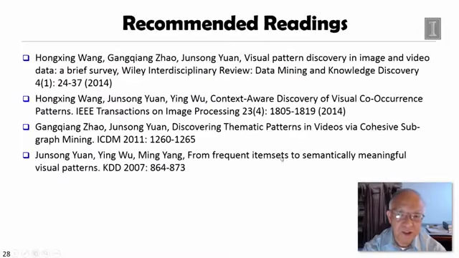Actually, there are interesting studies in the computer vision community. They developed some interesting visual pattern discovery methods for images and video data. If you are interested in this, I would recommend you study those research papers to gain knowledge to certain depths.